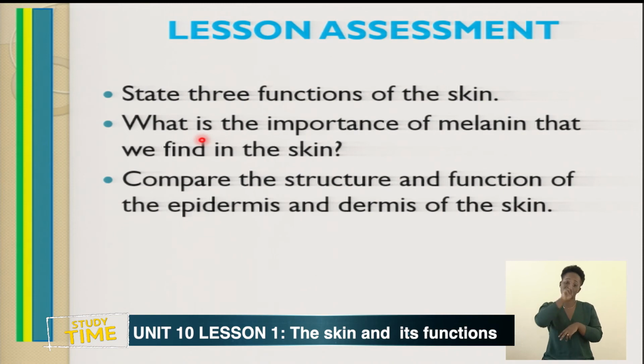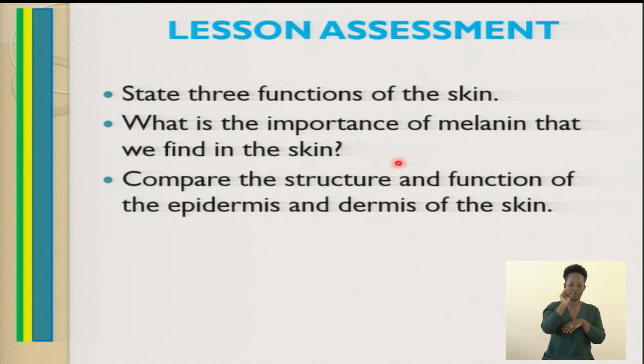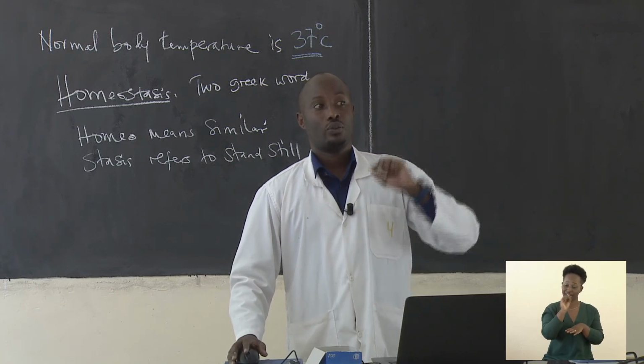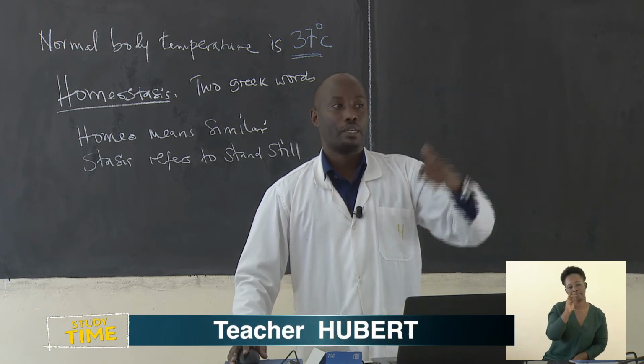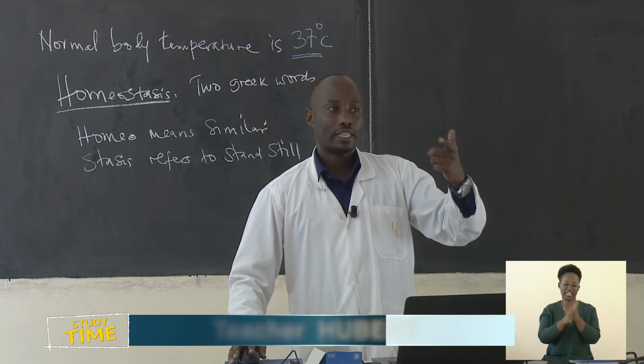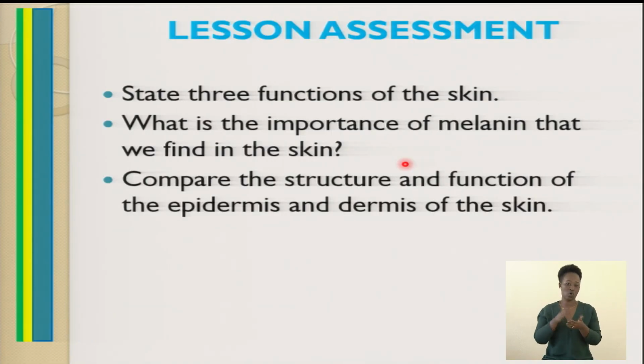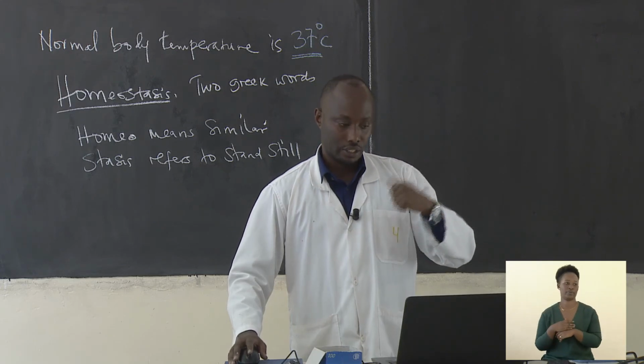Number 2, what is the importance of melanin that is found in the skin? You remember I talked about melanin, what you call skin pigment. Melanin makes your skin black. Absence of melanin, what do you suffer, students? You become an albino. Talk about an albino, that is lack of skin pigment, all right? And if you are lacking skin pigment, most of the time, obviously, the radiation from the sunlight, ultraviolet radiation, will enter into your skin very easily.